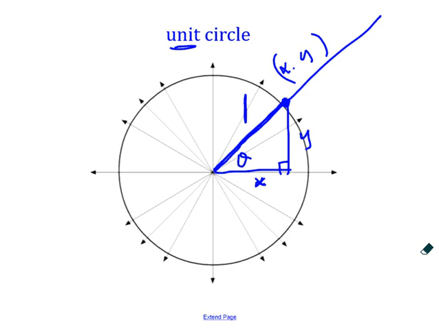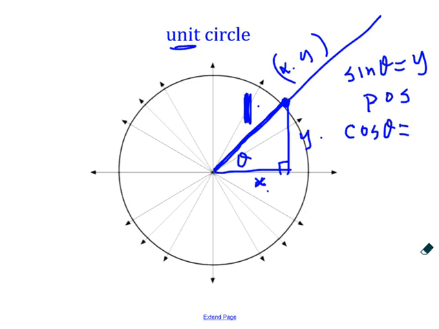Because it's a unit circle, our hypotenuse is 1. And if that's true, sine of theta will be opposite over hypotenuse, which is y over 1. It will be the y value, and in quadrant 1 that will be a positive number because y is positive. That should make sense. Now my cosine of theta will be the x-coordinate, because I'm doing adjacent over hypotenuse, x over 1, or x, and that will also be positive.